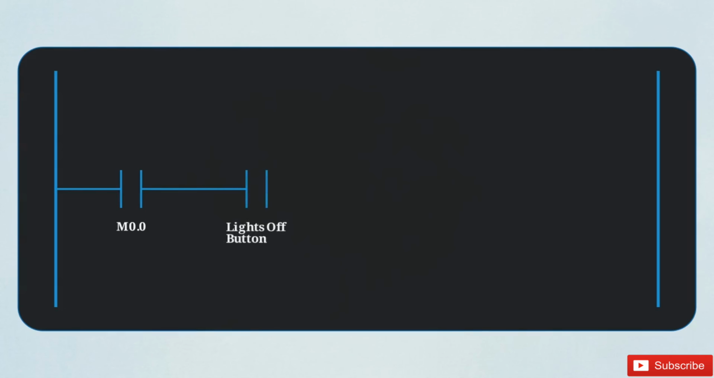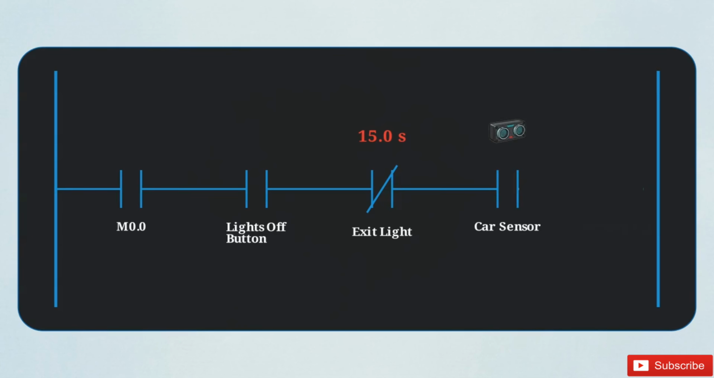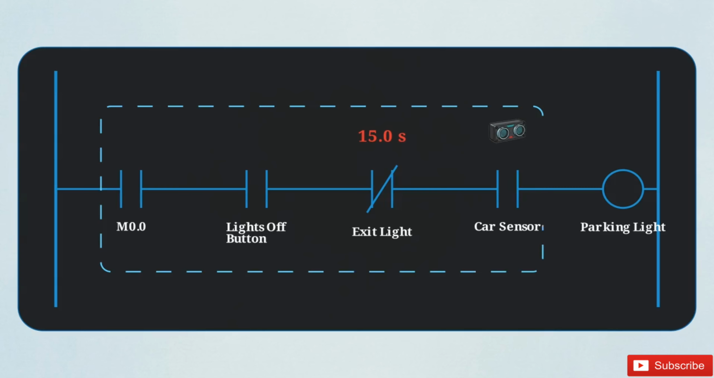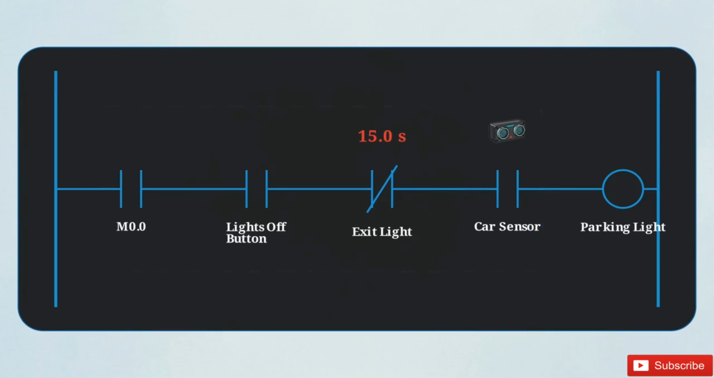Next, we add a contact to confirm the Lights Off button has been activated. We then place a normally closed contact tied to the exit light output, ensuring this rung only becomes active after the 15-second exit timer has expired. Finally, we add a normally open contact assigned to the car sensor. As shown in this diagram, these contacts function as an AND gate. Logical current only reaches the parking light coil if the system is on, the building is off, the exit delay is complete, and the sensor detects a vehicle.